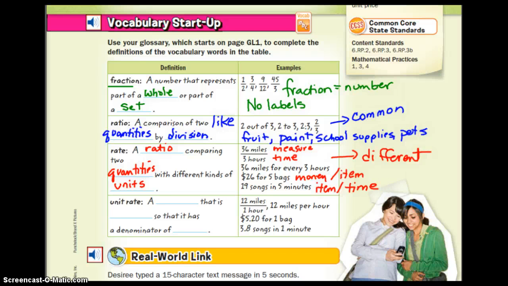A unit rate is a rate that is simplified so that it has a denominator of a 1. We know in Spanish that uno means 1. In order for it to be a unit rate, it must have a denominator of 1. Let's look at the real world link.